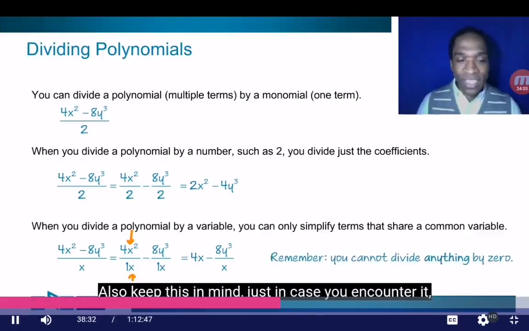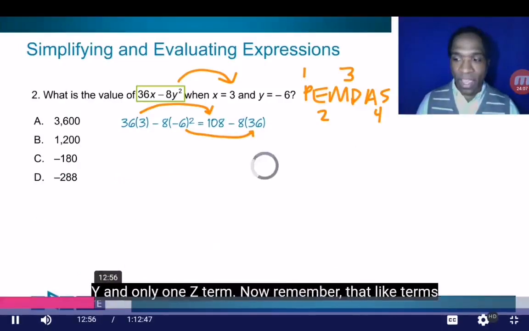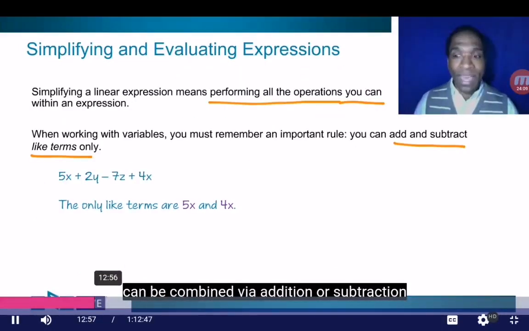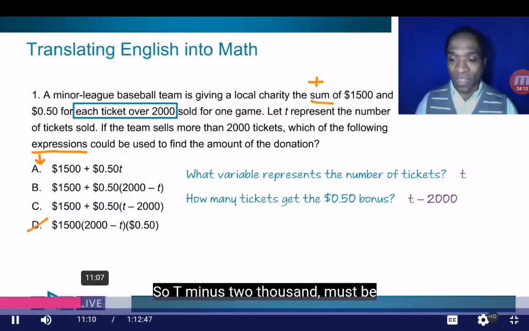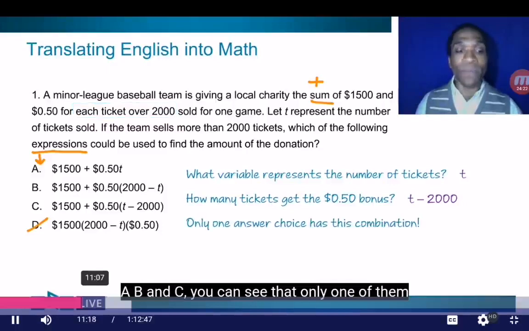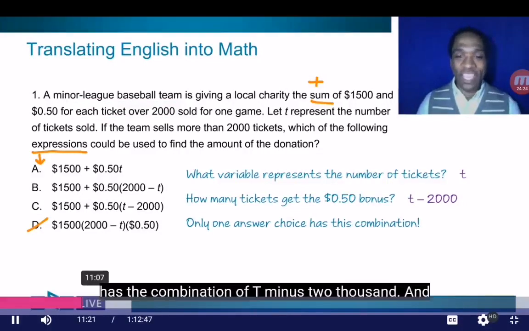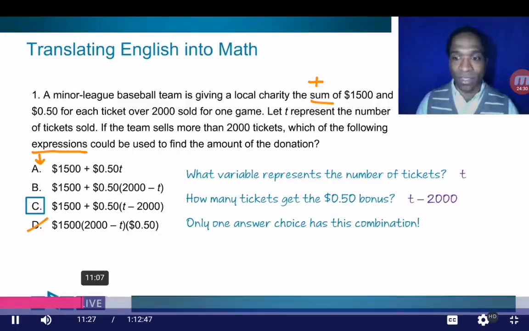Also, keep this in mind just in case you encounter it. Comes before subtract. That like terms can be combined and solved. So t minus 2000 must be a part of the correct answer. And if you take a look at all of the remaining choices, A, B, and C, you can see that only one of them has the combination of t minus 2000. And this means that C is absolutely correct.